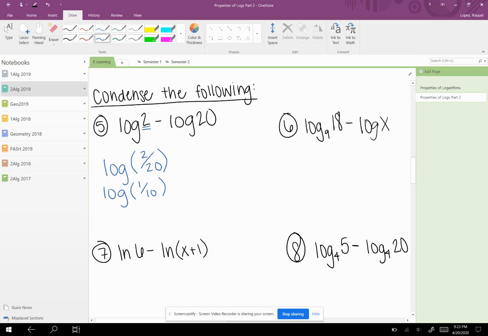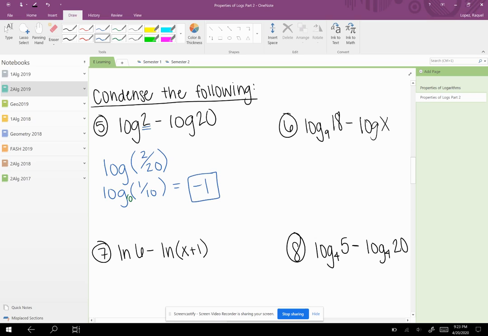And then if we actually look at this log, we know that we can evaluate it. That log has a base of 10. Another way to ask this question is, 10 to what power gets us 1 over 10? And the answer to that is -1.